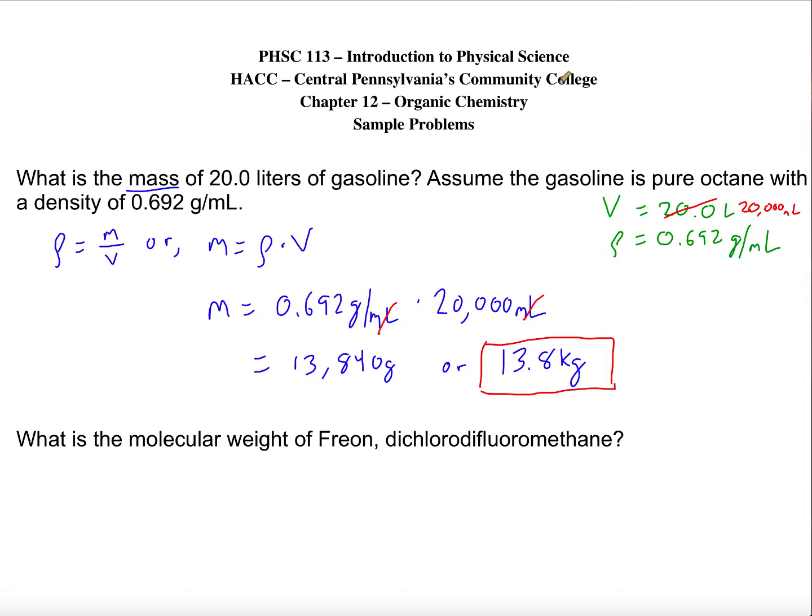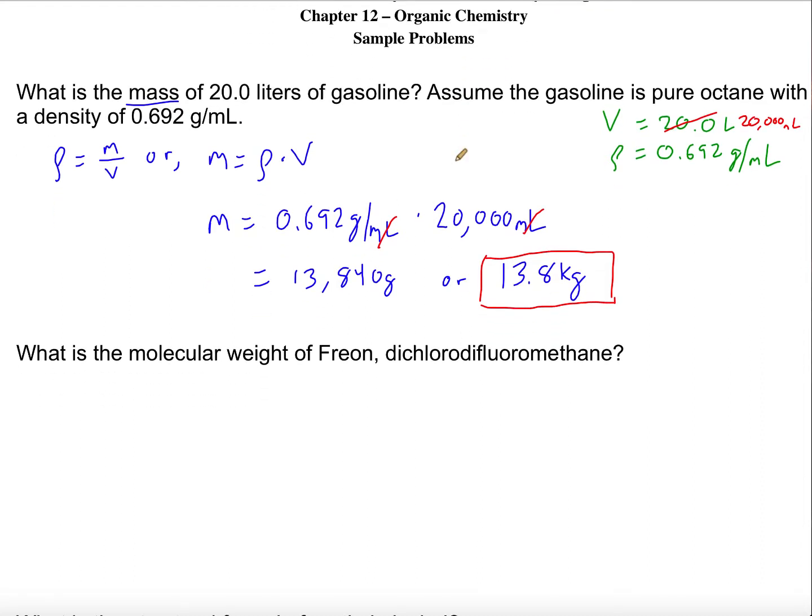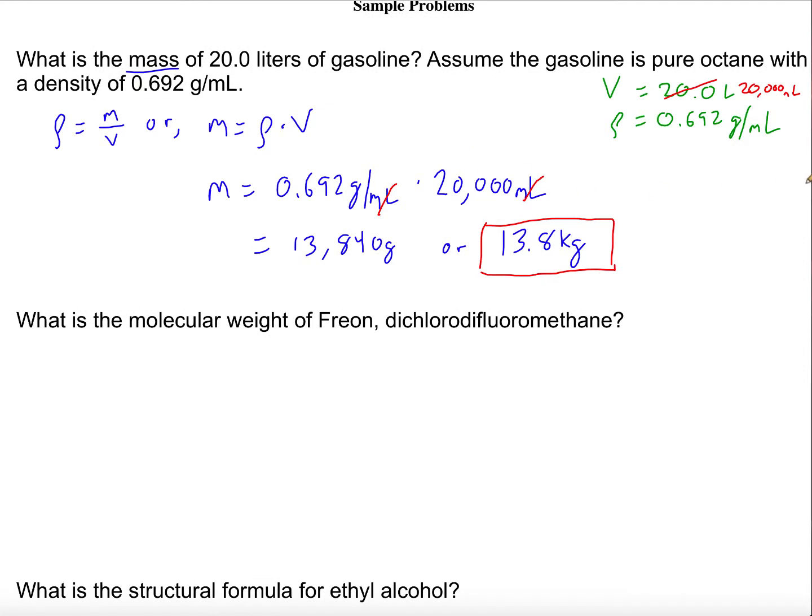So moving on to our second problem then. Our second problem asks what the molecular weight of Freon is. Now, Freon can also be called dichlorodifluoromethane. So we have to figure out what that is. And if you recall, methane is CH4. So let's look at methane first. It is carbon with 4 hydrogens.